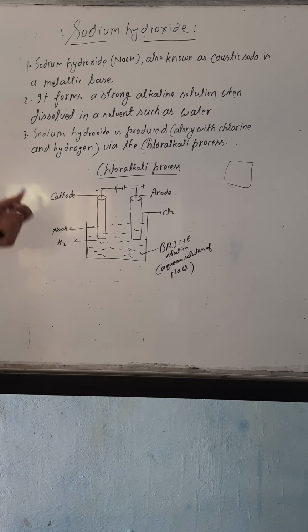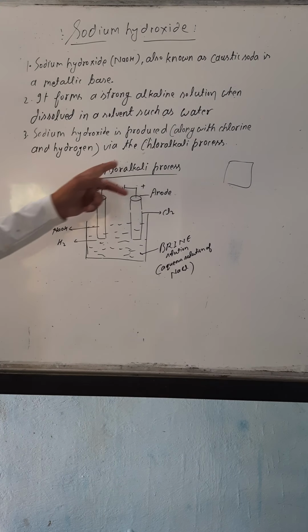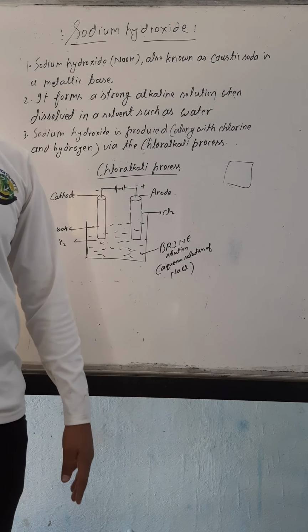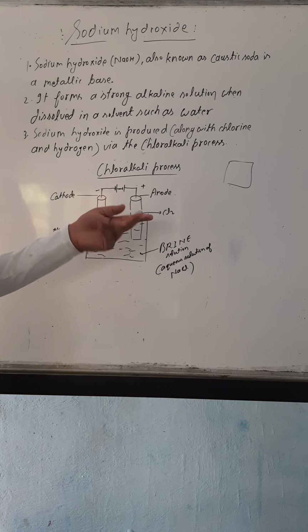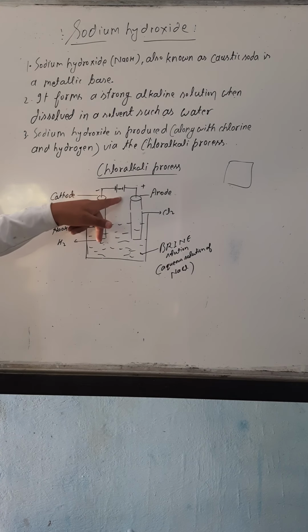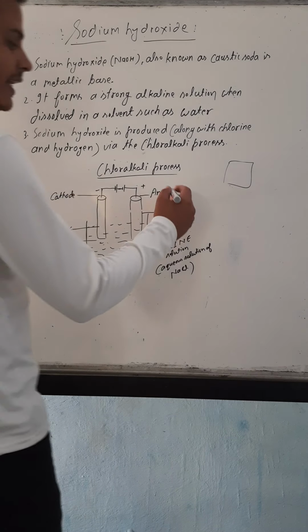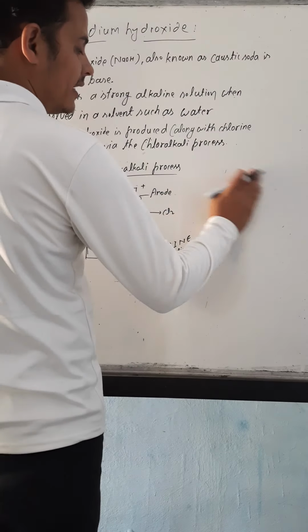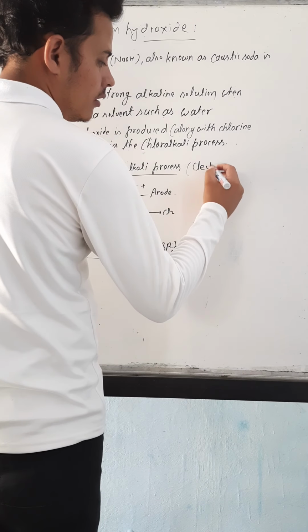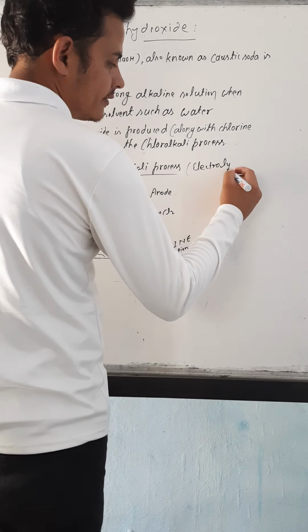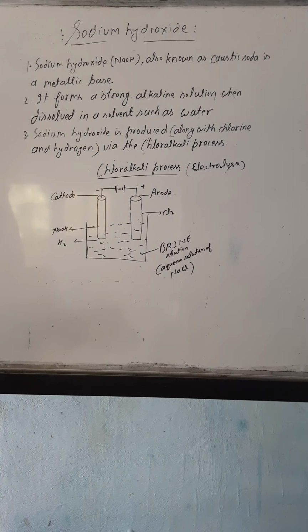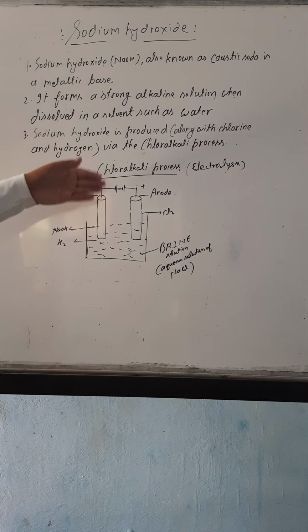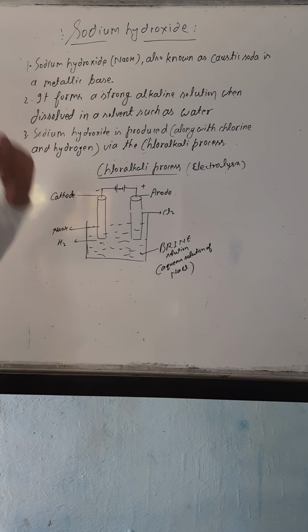And how do we prepare sodium hydroxide? We prepare it by the chloralkali process. It's an electrolysis process, because we are passing electricity here. Basically it is electrolysis, but in this case we are calling it the chloralkali process. In this chloralkali process, we are preparing sodium hydroxide.